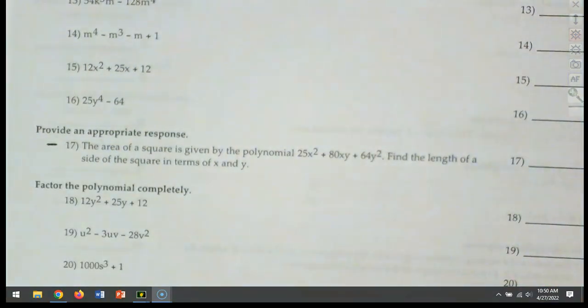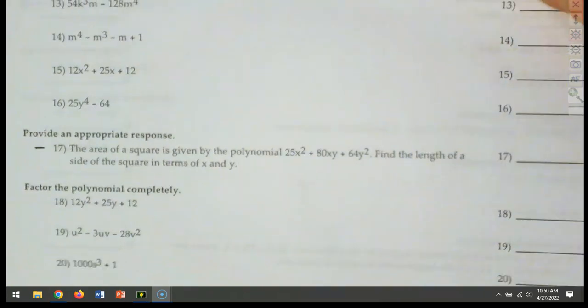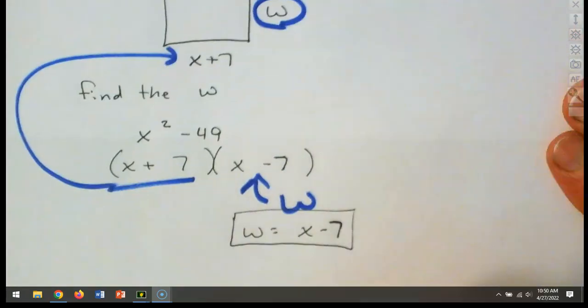So let's think about a square. Now, what do we know about a square? What's different between a square versus a rectangle? Okay, yep. The length and the width are the same, right? So this has to be a perfect square trinomial. So we want to find the length and the width because they're going to be the same on this one. So again, we want to work with a square. So this is a square.